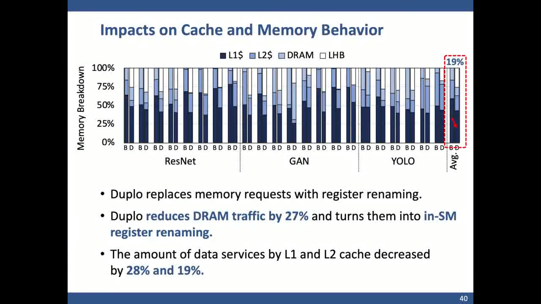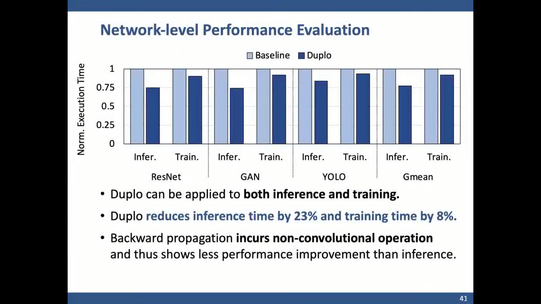Both forward propagation and backward propagation conduct convolution operation. Therefore, Duplo can be applied to both inference and training. We measure the network level performance of Duplo on 3 DNNs. As a result, Duplo reduces the inference time by 23% and training time by 8% on average. Since backward propagation incurs non-convolutional operations such as loss propagation, it shows less performance improvement than inference.